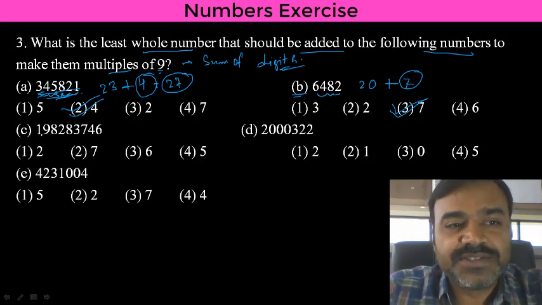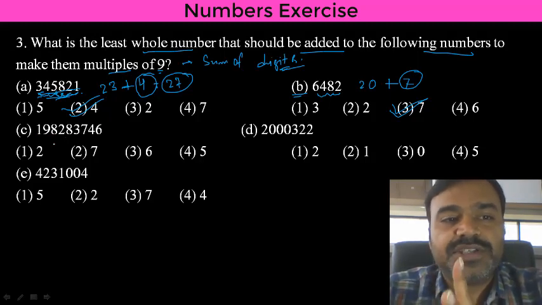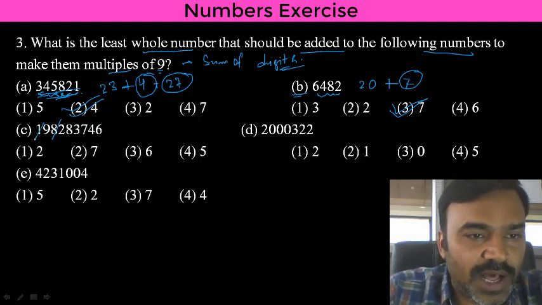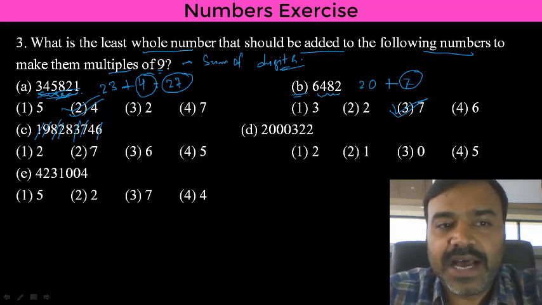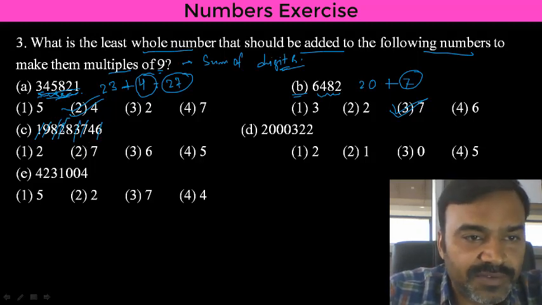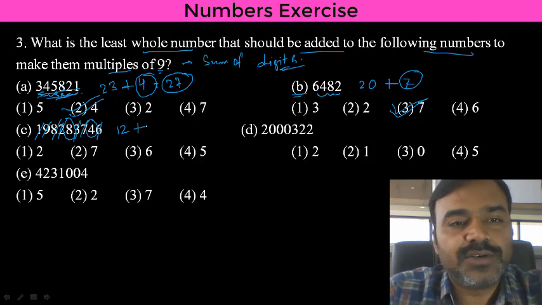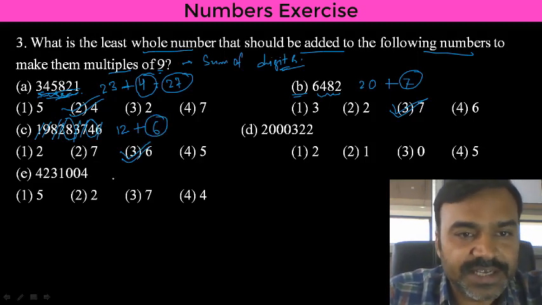Also, while adding, if the number is very large, you can eliminate 9s. Or if there are two digits which add up to 9, you can leave them. For example, in this one, 8 plus 1 is 9, so leave it. 9 itself, leave it. 2 plus 7, leave it. 3 plus 6, 9, so that also you should leave. What are you left with? You are left with 8 plus 4, that is 12. Now what should we add to 12 to make it divisible by 9? The nearest multiple is 18. So add 6. So the answer would be third option, that is 6.